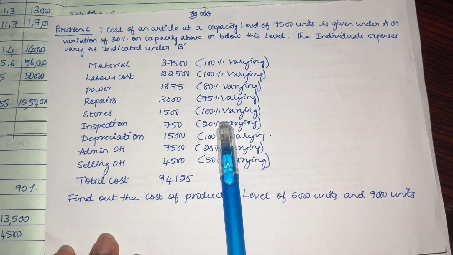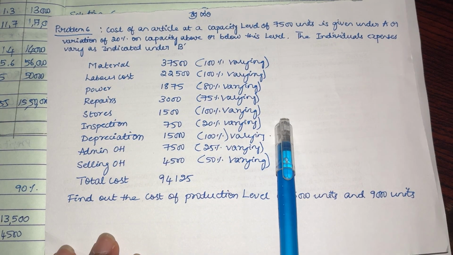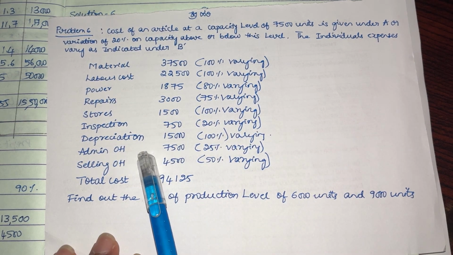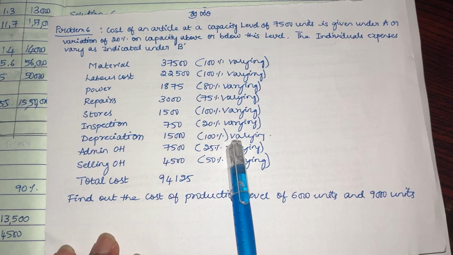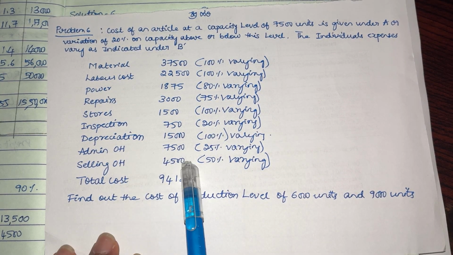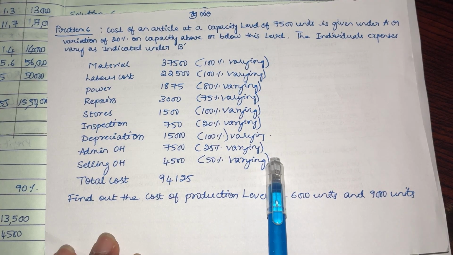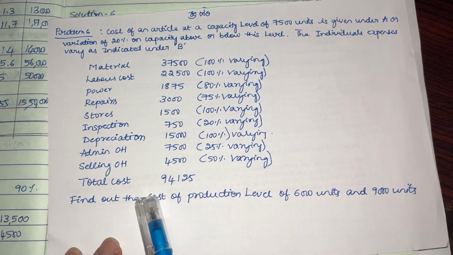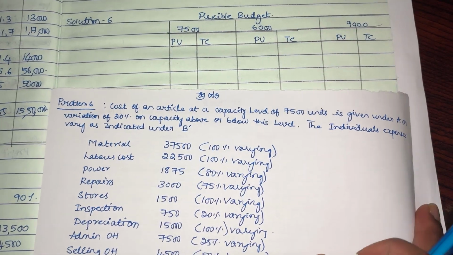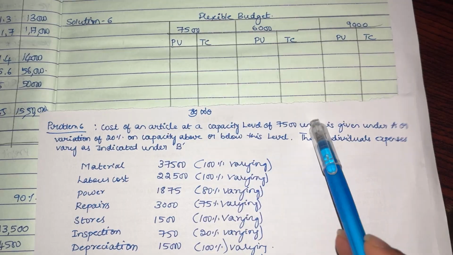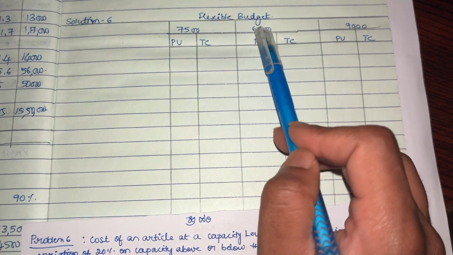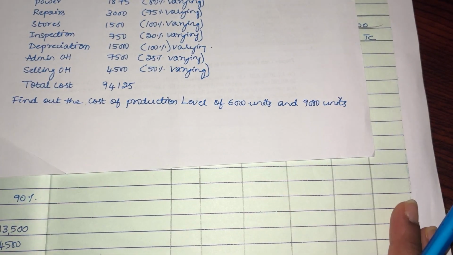Inspection 750, if 20% is varying, that is variable cost, then 80% will be fixed cost. Depreciation 100% varying, that means fully variable cost. Administration overhead 7,500, 25% varying means the remaining 75% will be fixed cost. Selling overhead 4,500, 50% varying means the remaining 50% will be fixed cost. So find out the production for 6,000 units and 9,000 units. This is what we have done here also. Flexible budget for 7,500 units, the actual information is given. We have to prepare for 6,000 and 9,000, which is kept ready here.